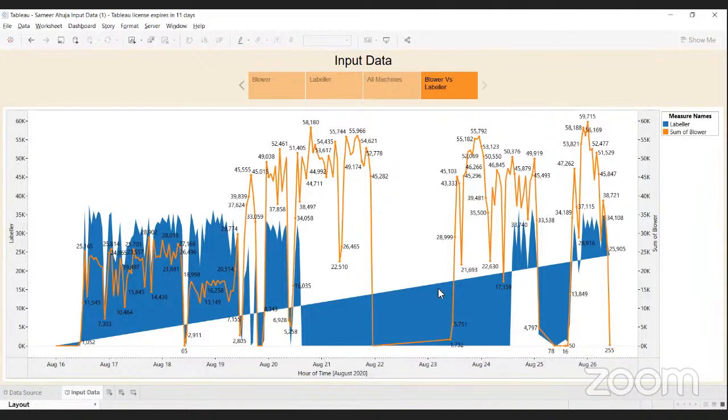Right, so I would probably want to share one more dashboard for input data.